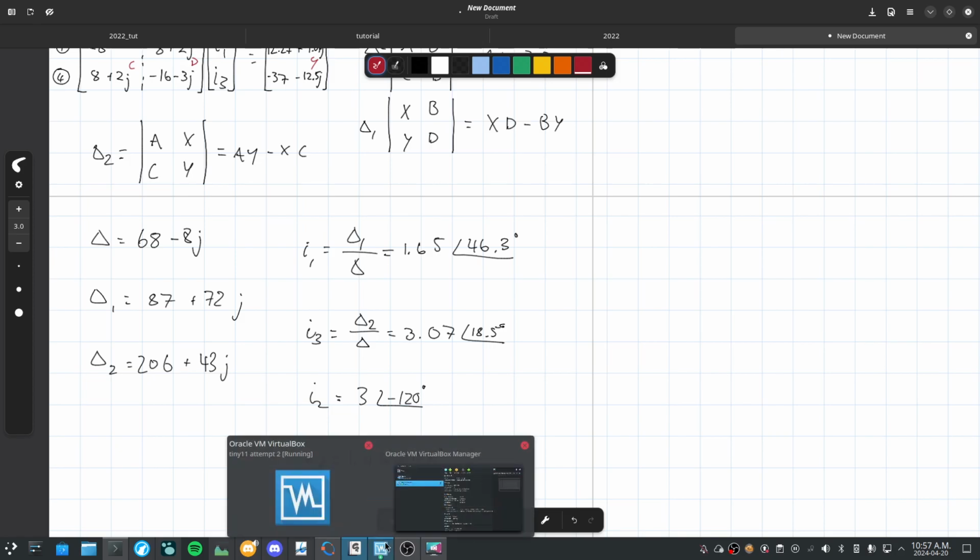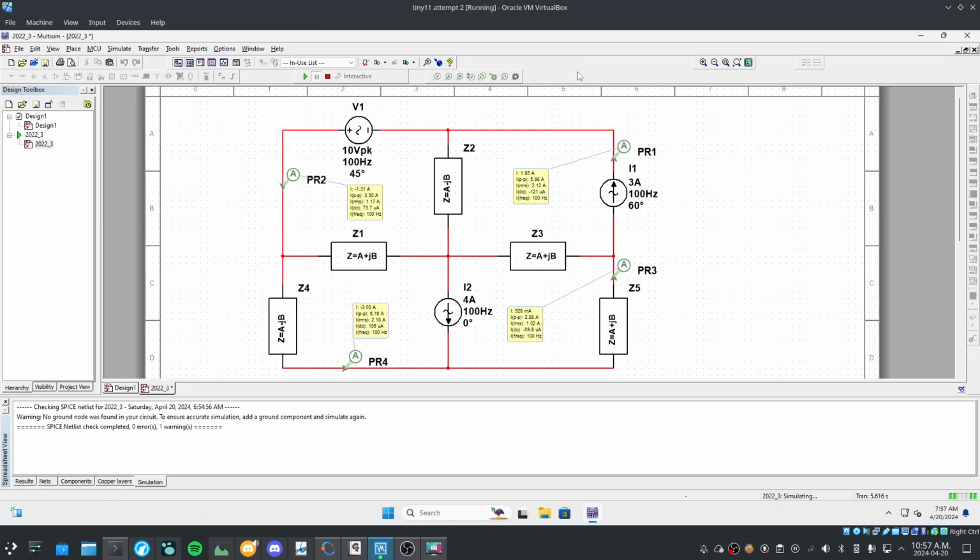Let's show that in Multisim just to make sure. I have Multisim open here. And again, you will notice that all the currents and voltages are 2 times what you'd expect because Multisim measures peak to peak, not 0 to peak. So you just divide the Multisim values by 2. Unfortunately, there's not an easy way, as far as I'm aware, to measure the phase angle. But chances are that if you get the correct magnitude, you've gotten the correct phase angle.